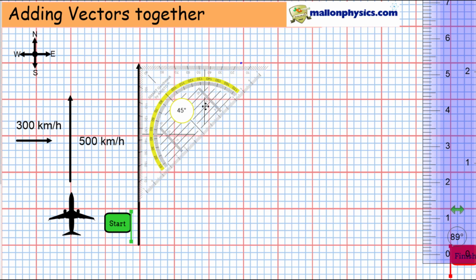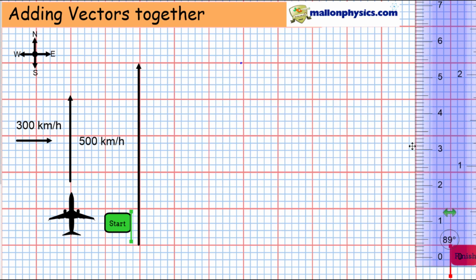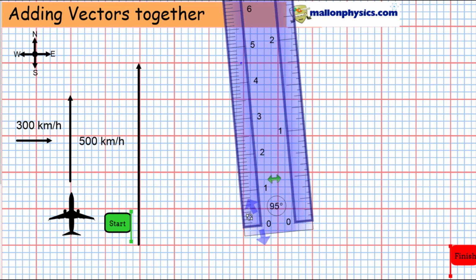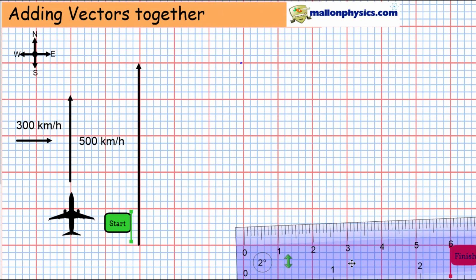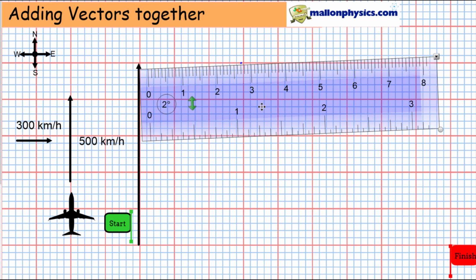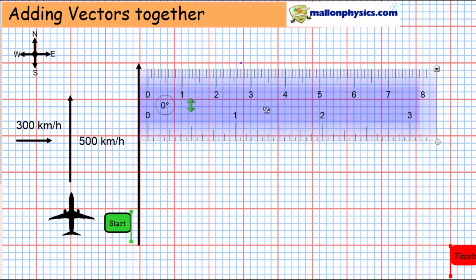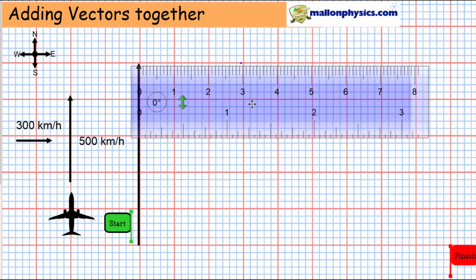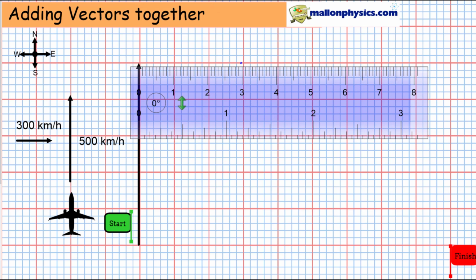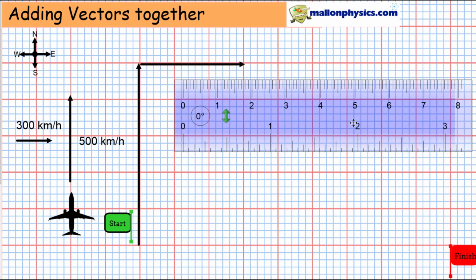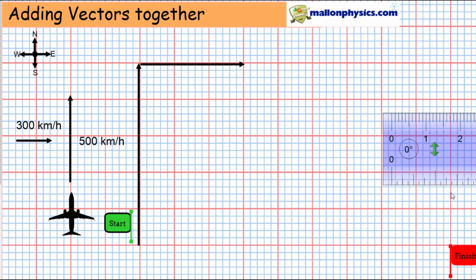So I can take my set square and move it away, and I can bring my ruler out, and I can then change my ruler to the horizontal position, and I can now draw in the vector of the wind. So I set my ruler up like that to 0. It's going to be 300 kilometers long, so my ruler line is going to be from here to there, and that's the velocity vector of the wind added in the right position.